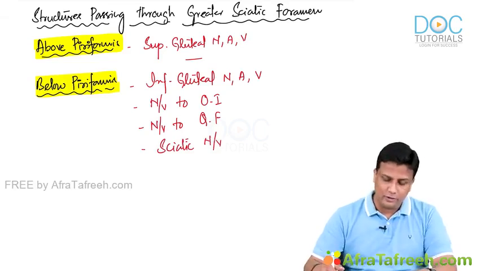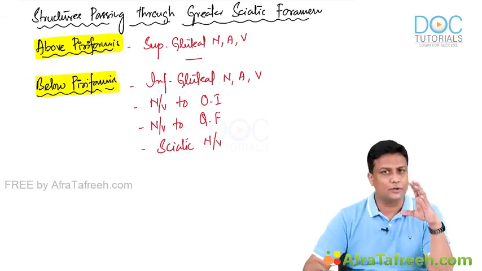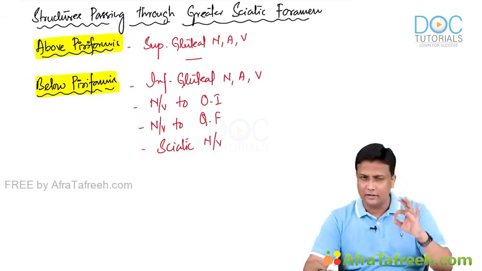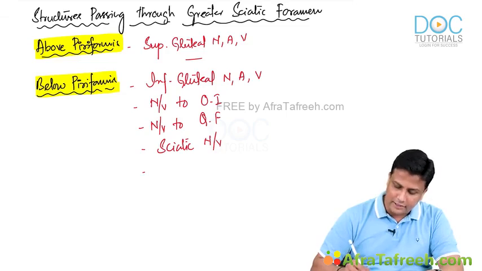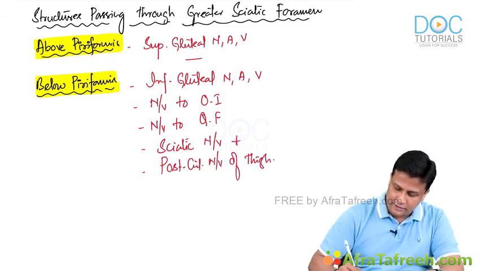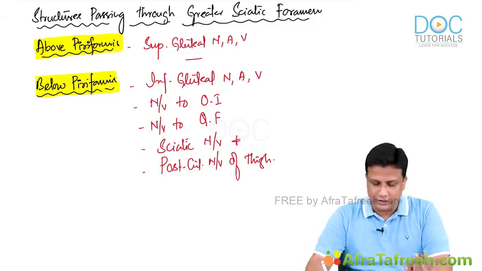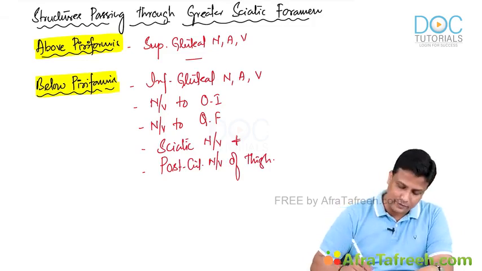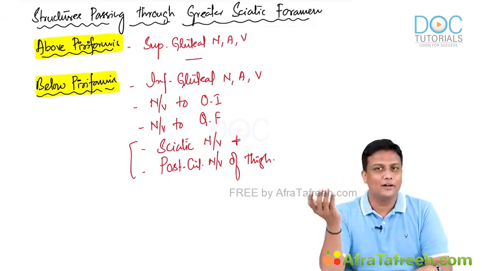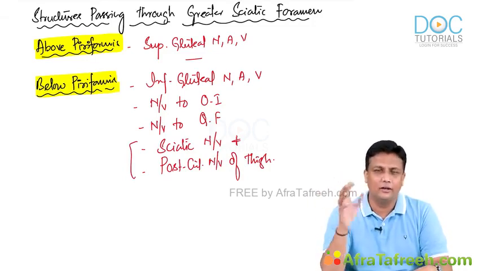And whenever you observe the diagram of those structures which are going to pass through the greater sciatic foramen, along with the sciatic nerve on the medial side, there will be a thin nerve. And that is actually the posterior cutaneous nerve of the thigh. So along with the sciatic nerve, only on the medial side, you will be able to appreciate the posterior cutaneous nerve of the thigh. These two will be passing together. So above the piriformis, superior gluteal nerve and artery and vein. Easy to remember: above, superior, and everything else is going to pass below the piriformis only.